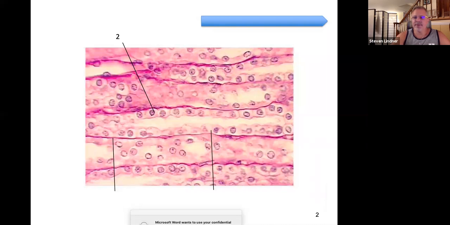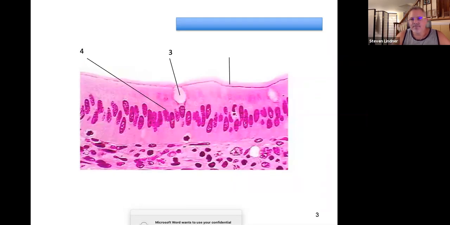Simple cuboidal epithelium. Name the epithelium. You look at it. We'll do number 4 first. What's the shape? Column shaped. They're all in line. You have some cilia here. I would accept simple columnar epithelium for this, or you could say, well, some of these nuclei are at different levels, I would even take pseudostratified ciliated columnar epithelium.